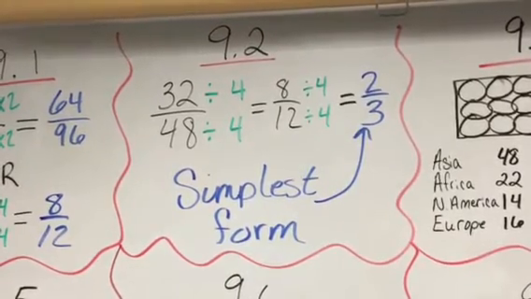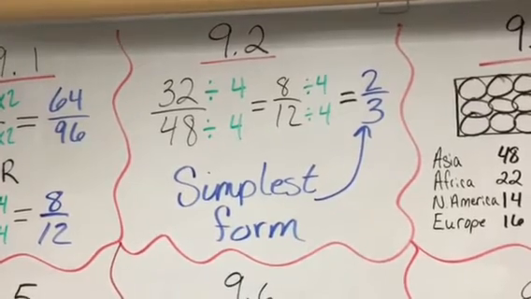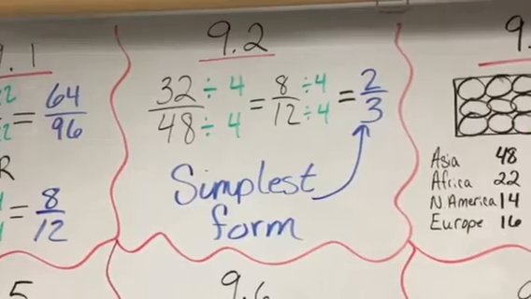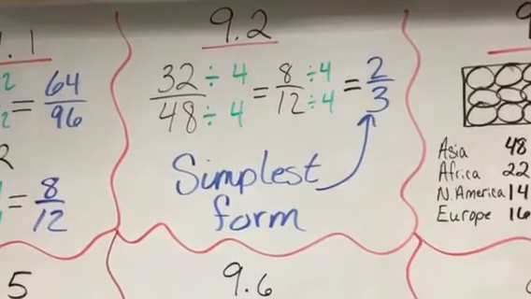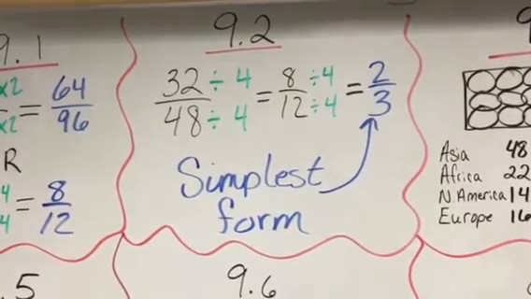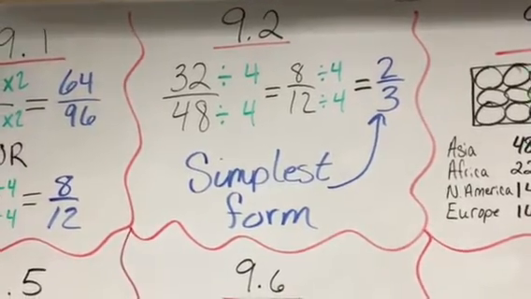We said, you know what? I think there's another number that we could divide into both. And there was 4. And so we did that, and we got an answer of 2/3. And so 2/3 is an equivalent fraction to 32/48, and it's in simplest form.